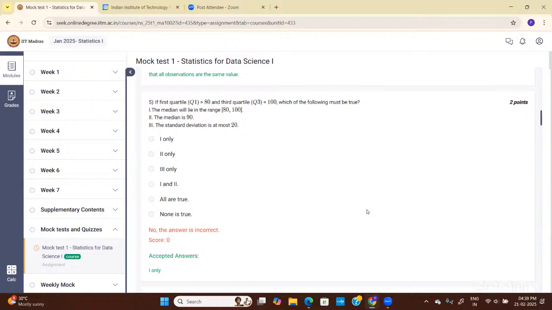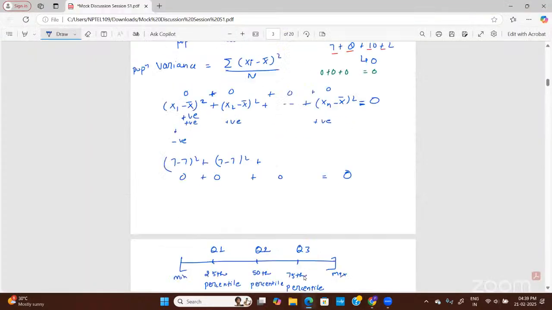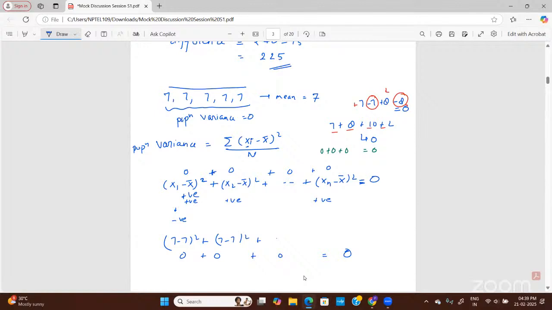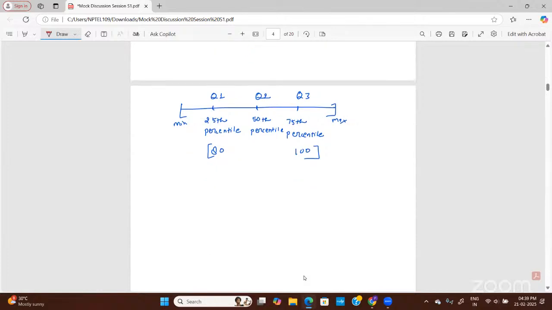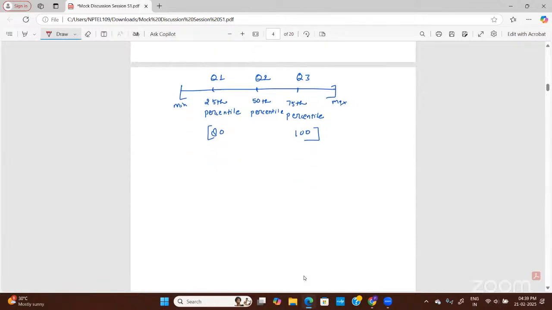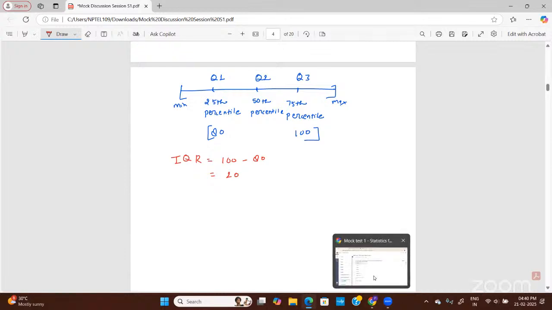Okay, next is the standard deviation is at most 20. So the standard deviation also we cannot find without having a data set, because what is the formula for standard deviation? It is the square root of variance, right? So which means it requires all the data points. Also, we are given Q3 as 100 and Q1 as 80. So we can find the interquartile range here, IQR, which will be 100 minus 80, and that is equal to 20. So the IQR is equal to 20, but not the standard deviation.